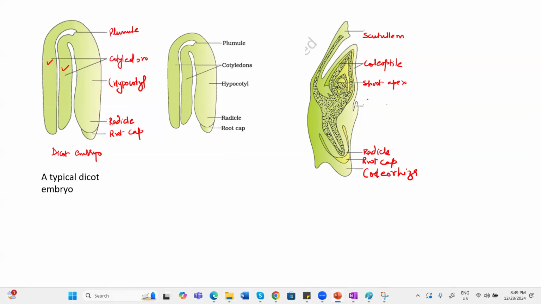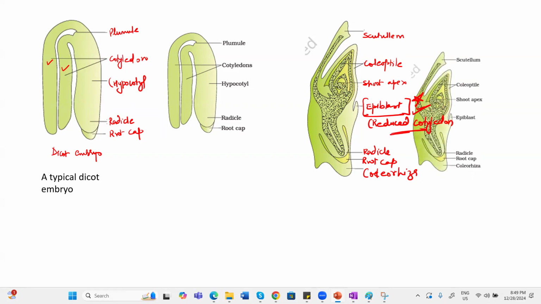Now this structure is very, very important. This is epiblast. Epiblast is actually reduced cotyledon in monocot. It is reduced cotyledon. Please understand, theory is not given in the NCERT. This is only in the diagram. This labeling is very, very important. It's a reduced cotyledon of monocot. Clear? So this diagram might be comfortable for you.